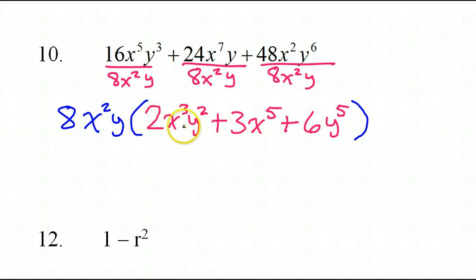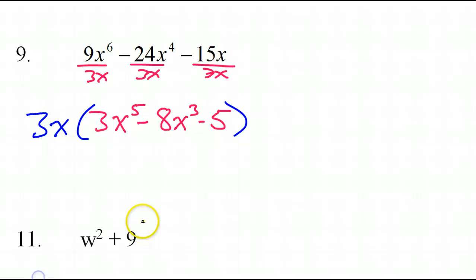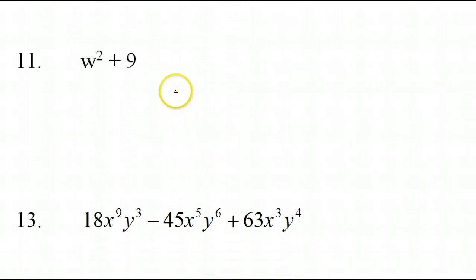Okay, now scan for common factors. 2, 3, 6. No, 2 and 3 are prime numbers, so we're safe there. Do all the terms have x's? No. Do all the terms have y's? No. So we're good. This is the answer to number 10. Okay, what about number 11? Number 11 has no common factor.